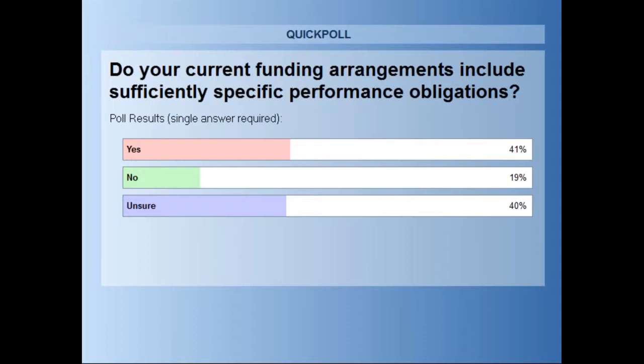90% says no. It would be interesting whether you've got any ability to negotiate, to potentially include specific performance obligations, whether you want that or not, whether you're happy with your current environment. And 40% unsure. Very interesting. 40% unsure, and that's actually what I more expected. I expected, we're not sure, we'll have to go back.